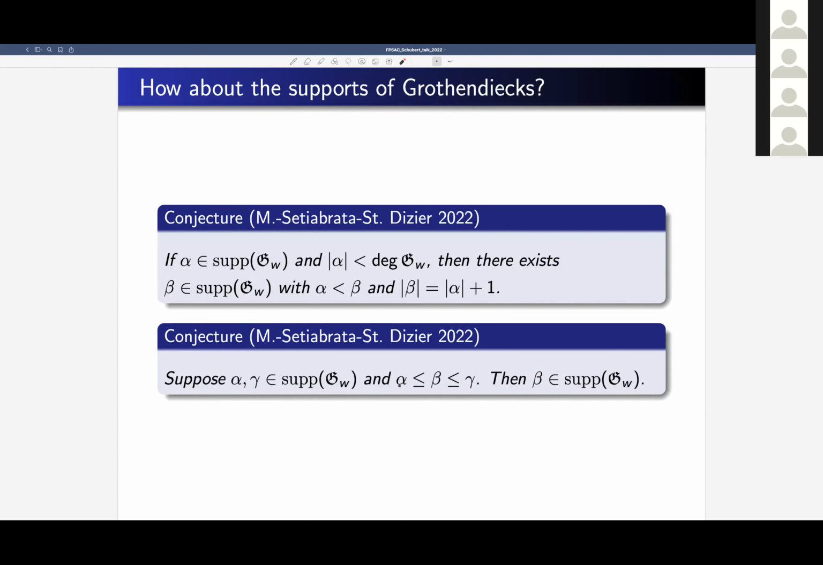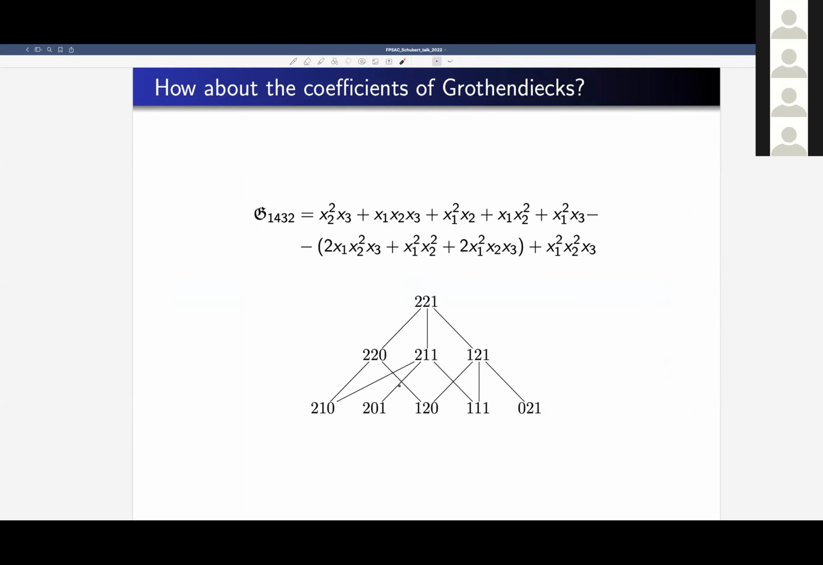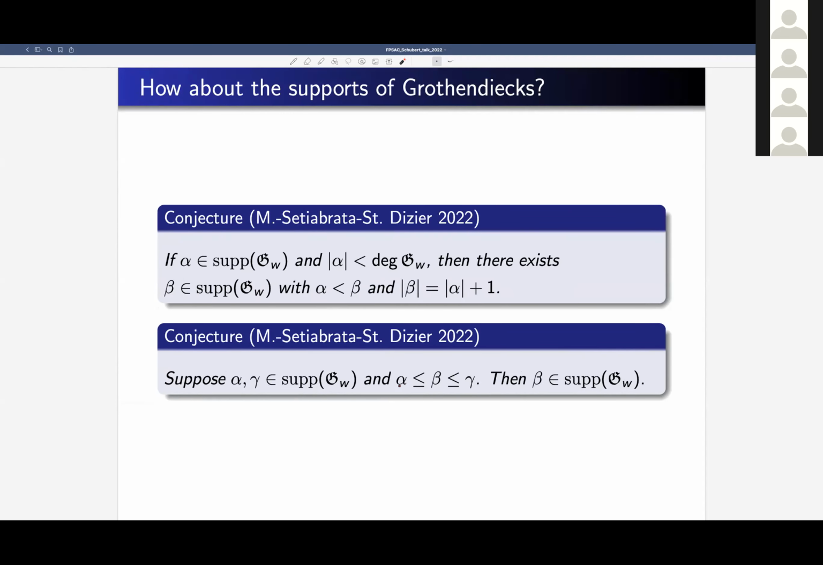So really you're getting the whole induced subset here of the poset of multisets. So that's sort of the conjecture. It seems strikingly simple. You have the top of your Grothendieck, you have the bottom, everything in between has to be in it, is what this conjecture said.